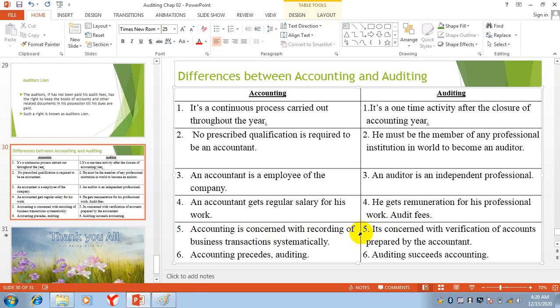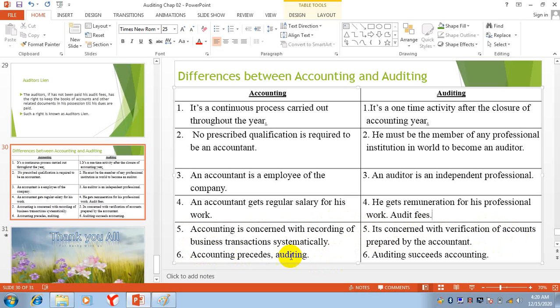An accountant is concerned with the recording of business transactions systematically. The auditor is concerned with the verification of accounts prepared by the accountant. The accountant will keep the record of these business transactions, and the auditor will verify and check these accounts at the end of the year.